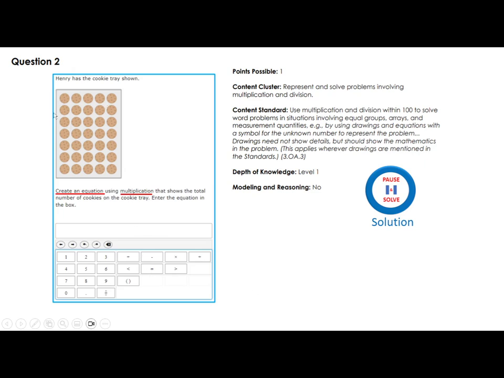So you have here 1, 2, 3, 4, 5, 6, 7 rows, right? In each row there are 1, 2, 3, 4, 5 cookies. So 7 rows, each has 5 cookies, so the equation would be 5 times 7, or 7 times 5, is 35.